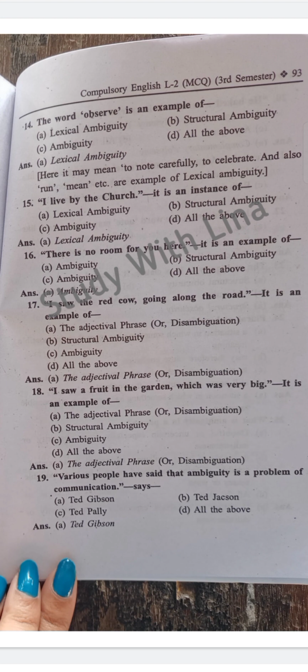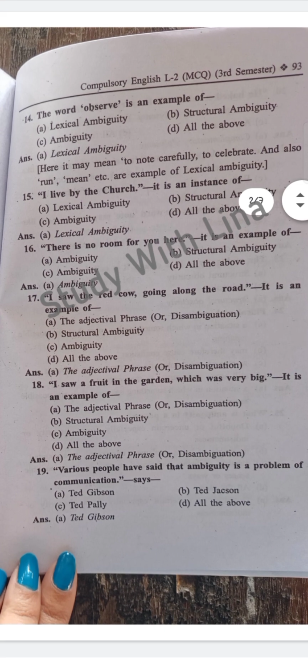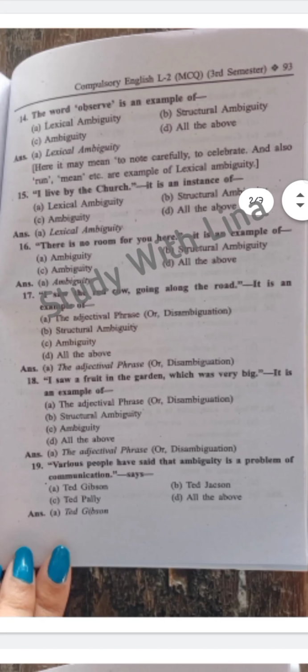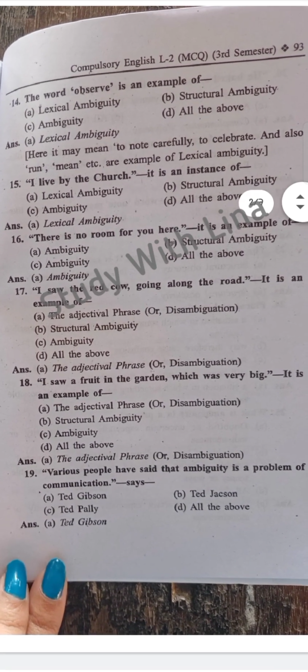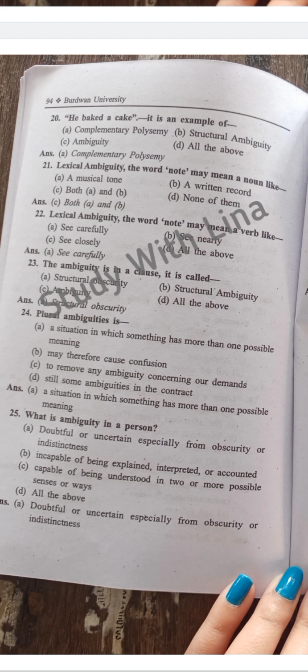There is no room for you here. It is an example of ambiguity. I saw the red cow going along the road. It is an example of the adjectival phrase or disambiguation. I saw a fruit in the garden which is very big. It is an example of the adjectival phrase or disambiguation. Various people have said that ambiguity is a problem of communication, says Ted Gibson. He baked a cake. It is an example of complementary polysemy.